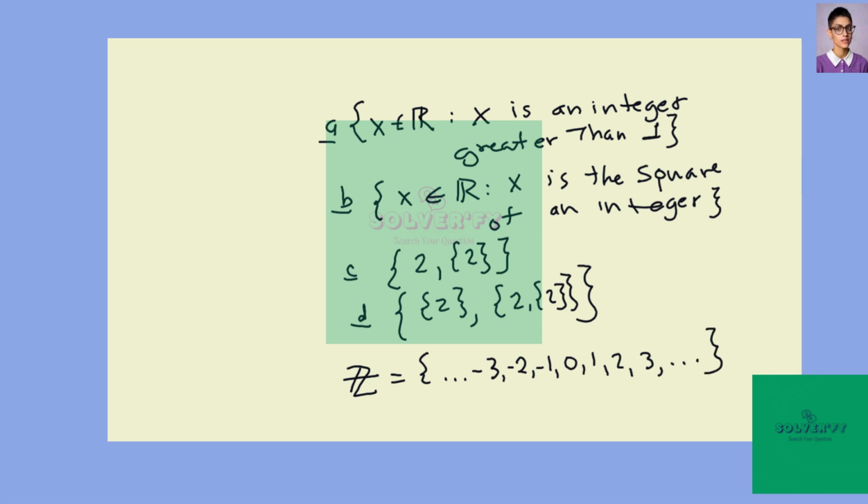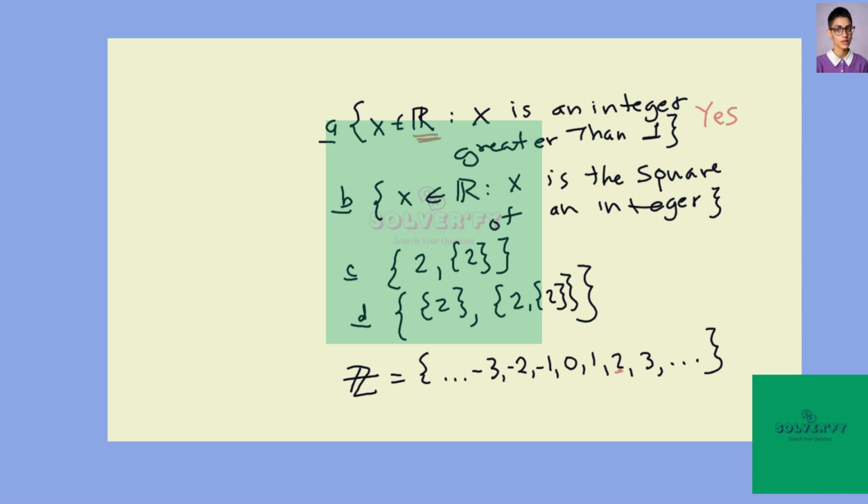Okay, A. Oh, and what about this fancy R thing? That's the real numbers. So that's all the numbers that don't have an i with them, all the numbers on the real number line. Is the number 2 in here? Is 2 a real number? Yes. Is 2 an integer? Yes. Is 2 an integer that is greater than 1? Yes, it is. So yes to this one. 2 is in there.